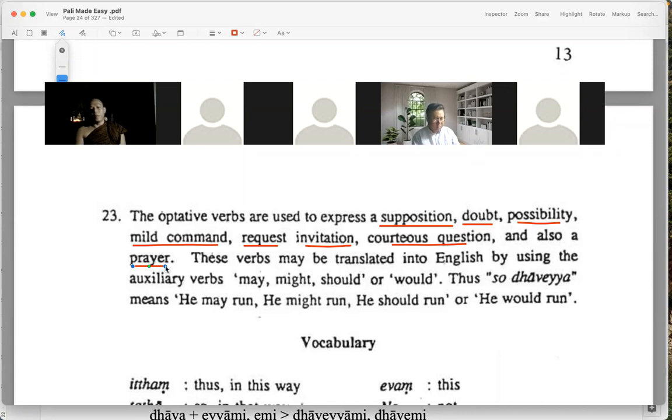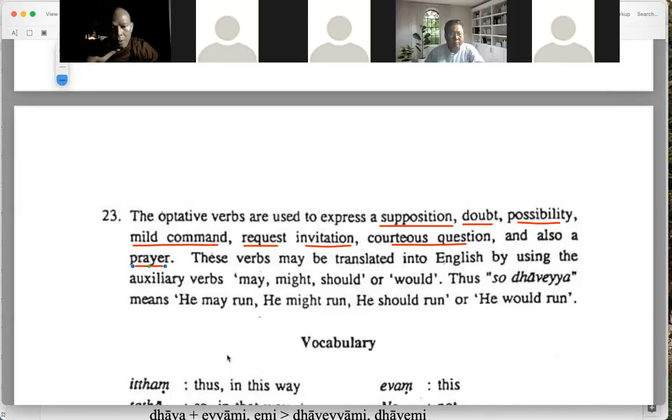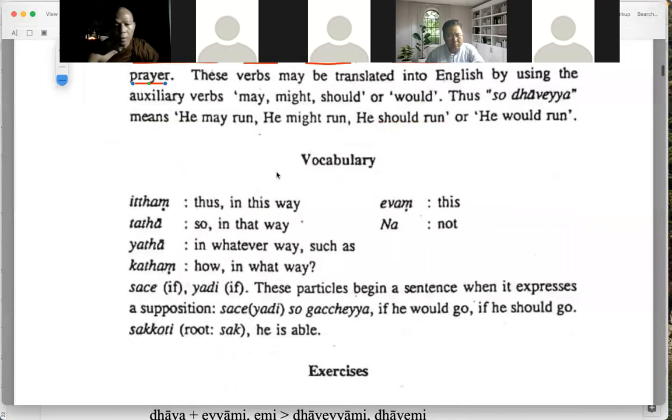In Pali, the syntactical relationship is important to understand. Later we will see that. So here, to learn how the optative verbs are used, firstly we need to know this vocabulary. Actually, these are also a kind of adverb.